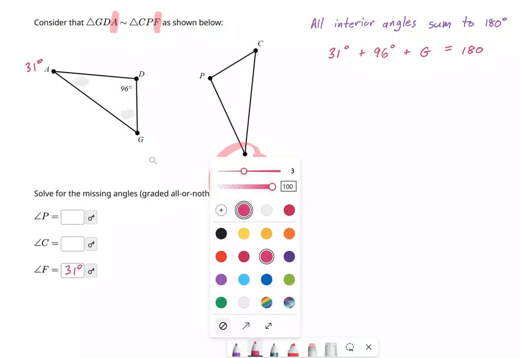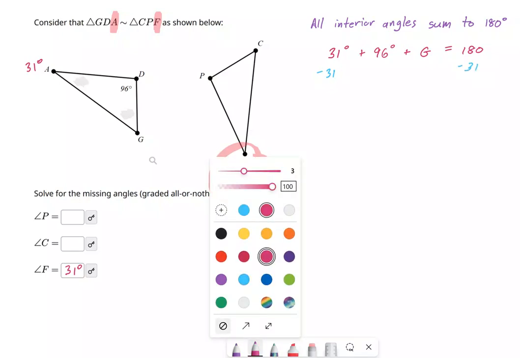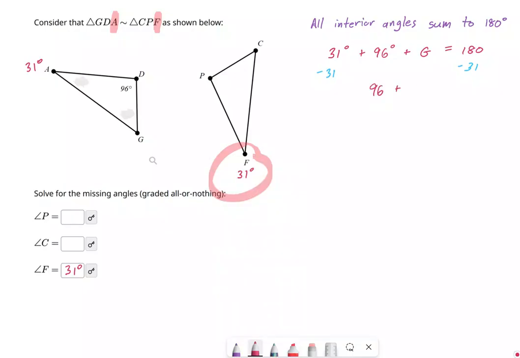Next we're just going to do the old familiar subtraction steps. So we're saying minus 31 from both sides, and that'll give us 96 plus G equals 149. Now of course we're going to do another minus sign. We're going to say minus 96, and you don't have to do it in two steps. If you wanted, you could have added 31 and 96 together first. Doesn't really matter. We're going to get angle G equals 53 degrees.